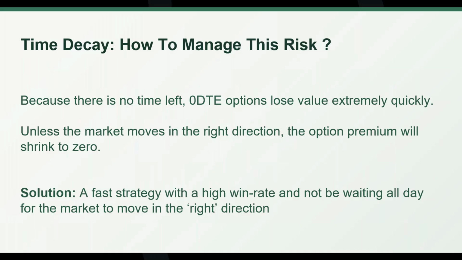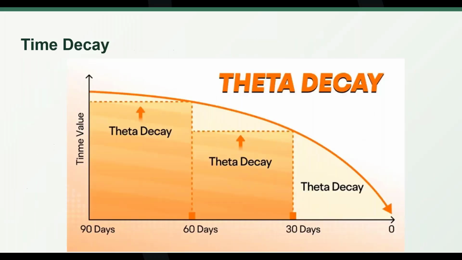So something that's a day trade, maybe not quite a scalp because of execution issues, something that's fairly quick to go in your favor. So you want a fast strategy, preferably with a high win rate. We all like high win rates. And in this case, of course, you want to win as many trades as you possibly can. You don't want to be waiting all day for the market to move in the right direction, just hoping, on that hopium where you're hoping it's going in the right direction. So that's one way to manage time decay.